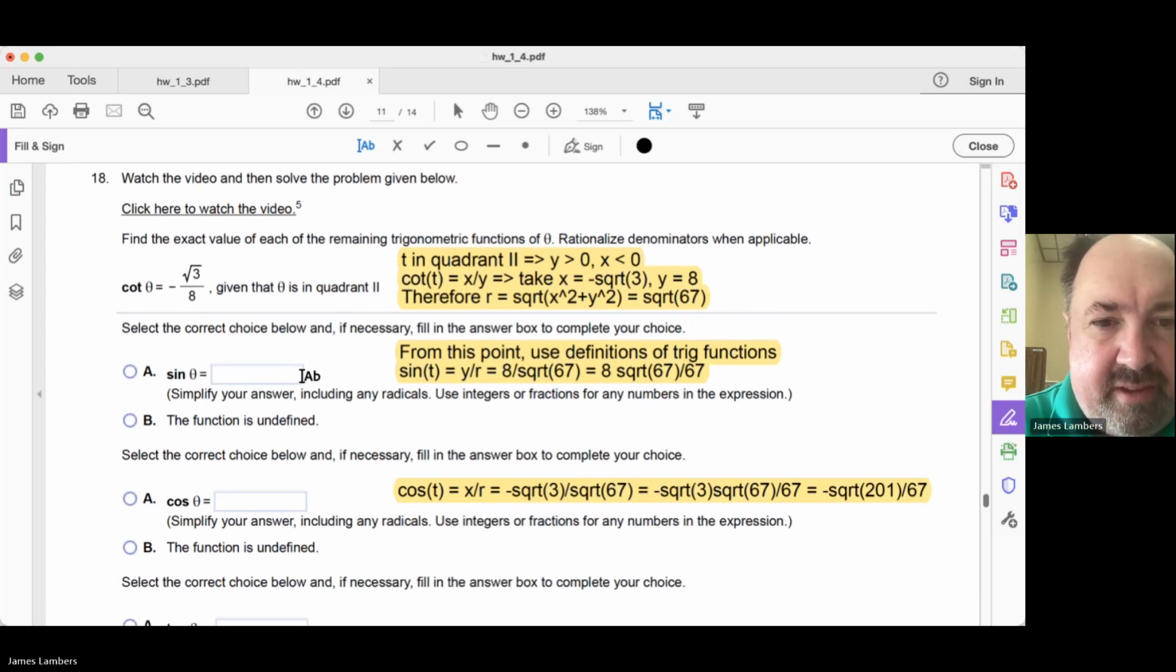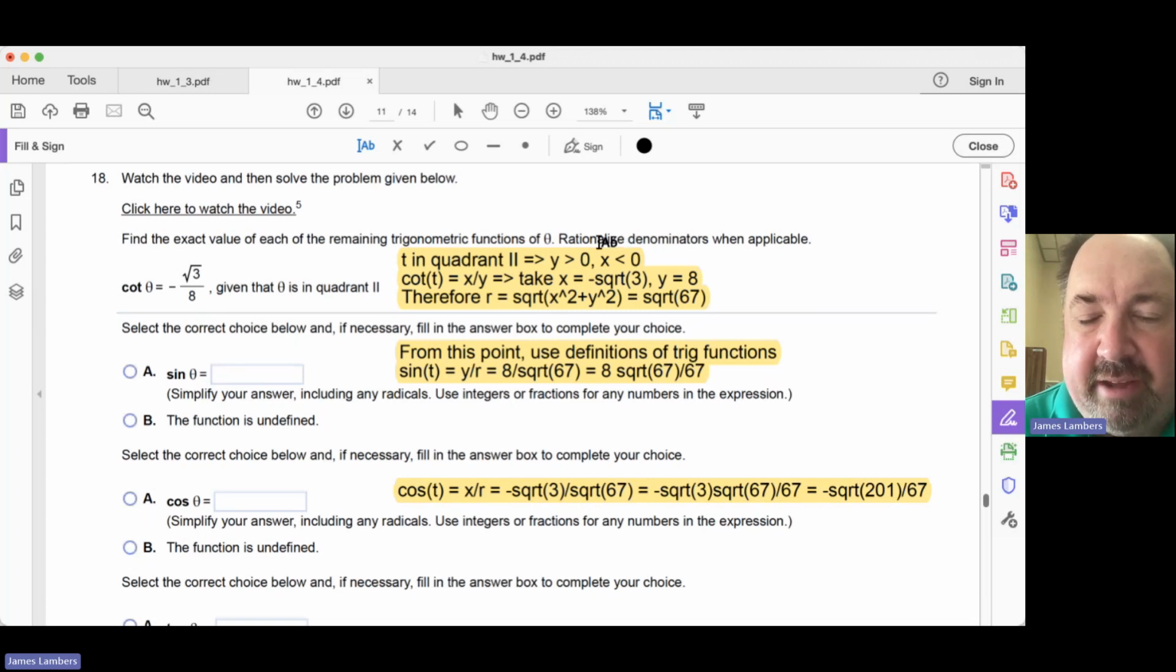Okay. Yeah, this is the same kind of problem. You're given that the angle theta is in quadrant 2. That tells you that y is positive, x is negative. Cotangent is given to be x over y. Now, because we only know the ratio of x to y, any x and y values that satisfy that ratio will work. So for example, we could take x to be minus the square root of 3 and y equal 8. The minus has to be associated with the x because we're in quadrant 2. So the y value has to be positive, the x value has to be negative.